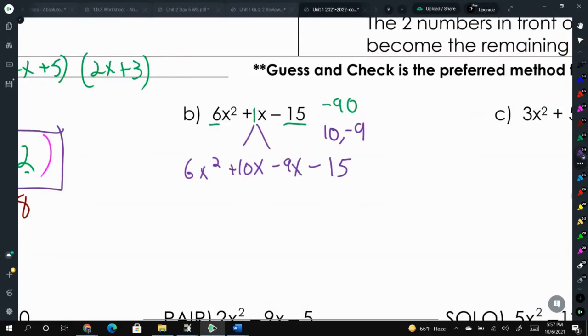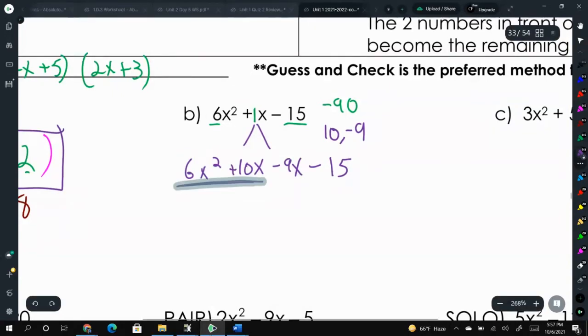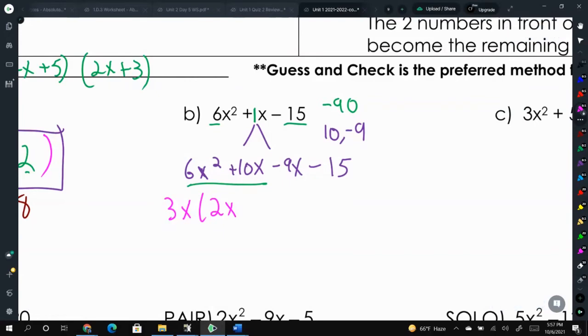6x squared plus 10x, what I can factor out from here is 3x. And I'm left with 2x. I'm sorry, I can't factor out 3x. I can factor out 2x. Factor out 2x, and I'm left with 3x plus 5.